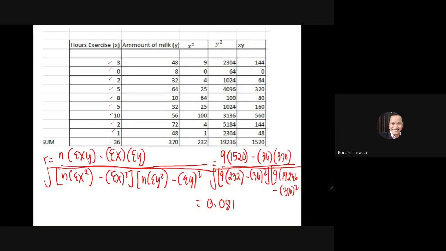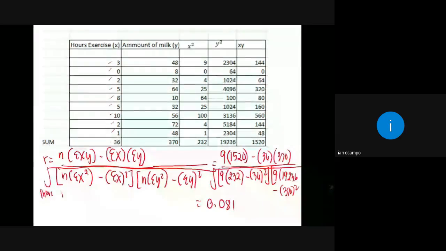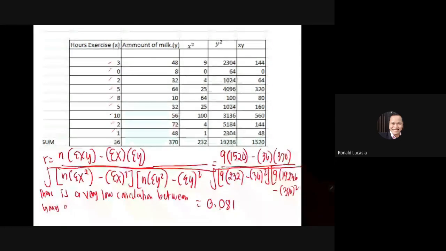So meaning to say, when we are going to interpret it, what's the result? Very high, perfect, very high, moderately low, very low, or no correlation. Very high, sir. 0.081. Very low. Very low pa, sir. Confused kayo sa zero. There is a very low correlation between hours of exercise and the amount of milk.